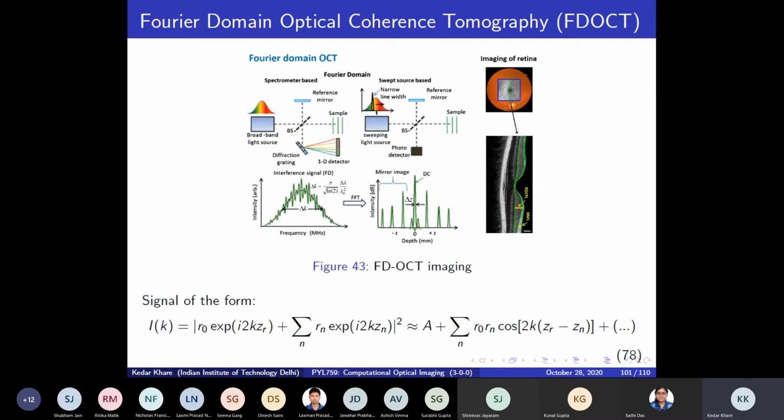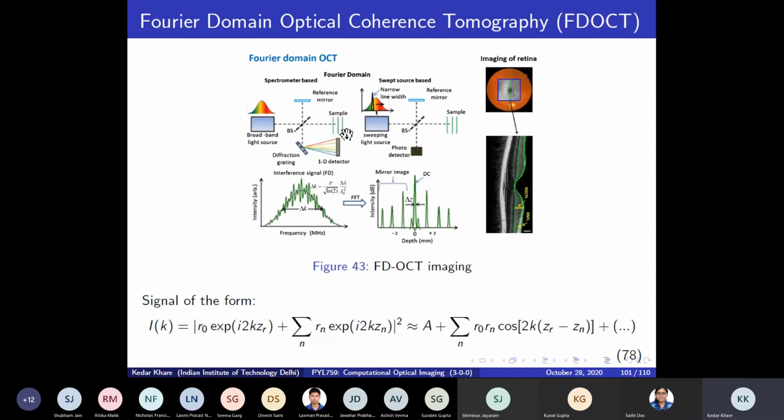This signal is a function of k, which is the wave number. If you think about this beam, it goes and comes back. Let's suppose this distance is ZR, the reference mirror distance from this point. There is a reflectivity to this mirror, and the beam has traveled twice ZR, so it has gained a phase of e raised to 2ik ZR.